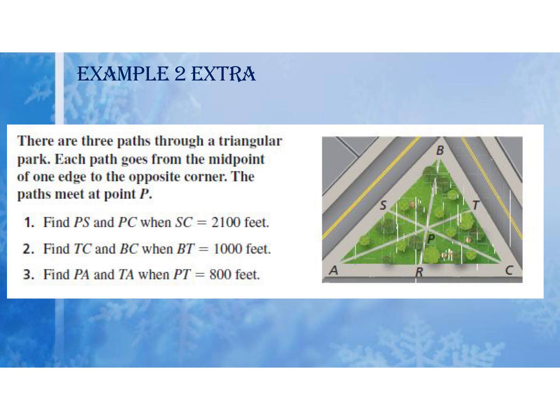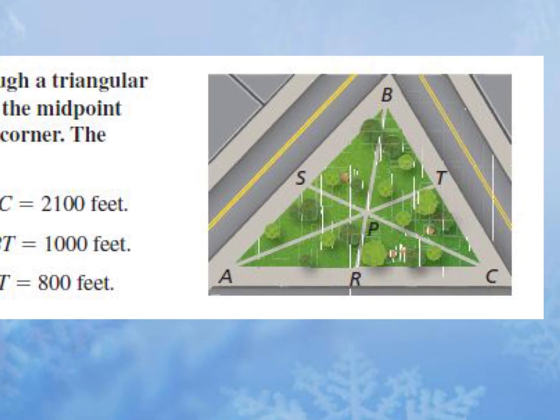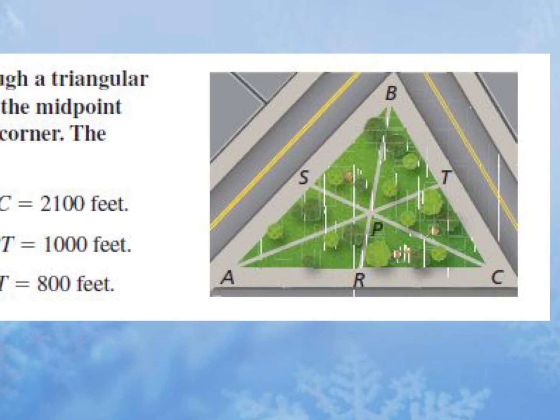Example 2, okay? There are 3 paths through a triangular park. Each path goes from the midpoint of one edge to the opposite corner. The paths meet at point P. What is point P? What kind of concurrency point? It's the centroid. Does anyone know why P is the centroid?